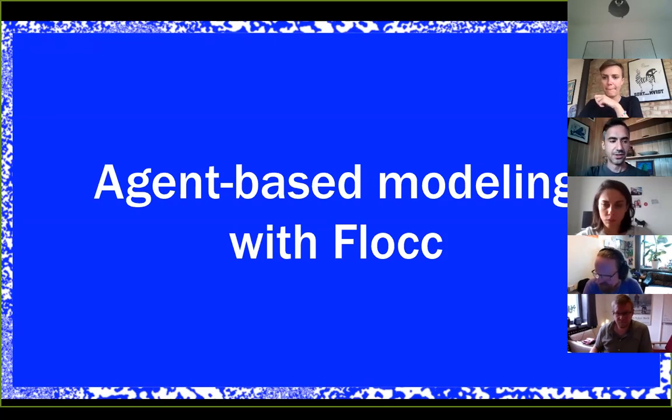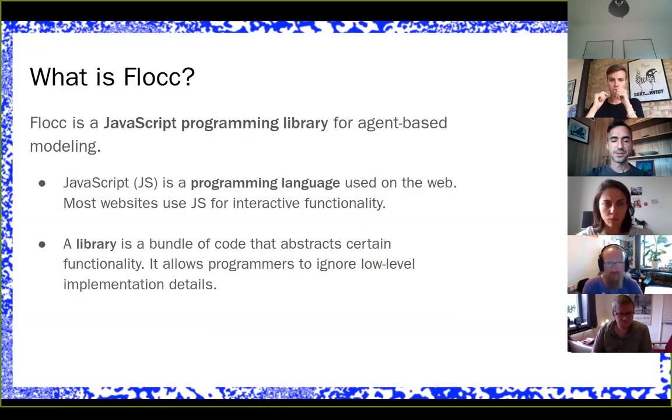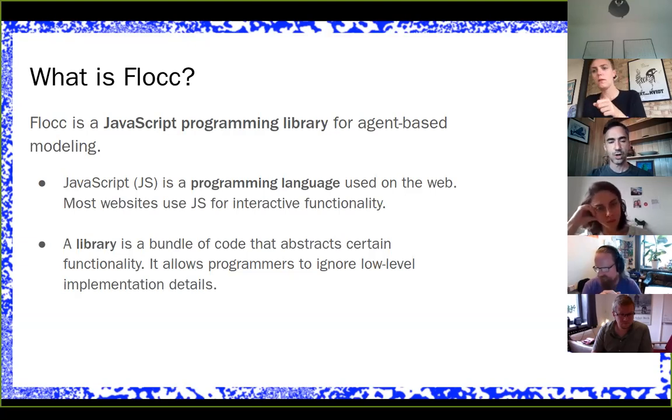And at this point, I'll start to introduce Flocc, which is the software tool that I've been building to do agent-based modeling. So Flocc is a JavaScript programming library for agent-based modeling. And I'm going to break apart some of these terms, again, for people who are perhaps not as familiar with them. But JavaScript refers to the language that Flocc is written in. So there are a variety of different programming languages, of which Python, C++, Java are some very prominent ones. JavaScript is the programming language that's used primarily on the web.